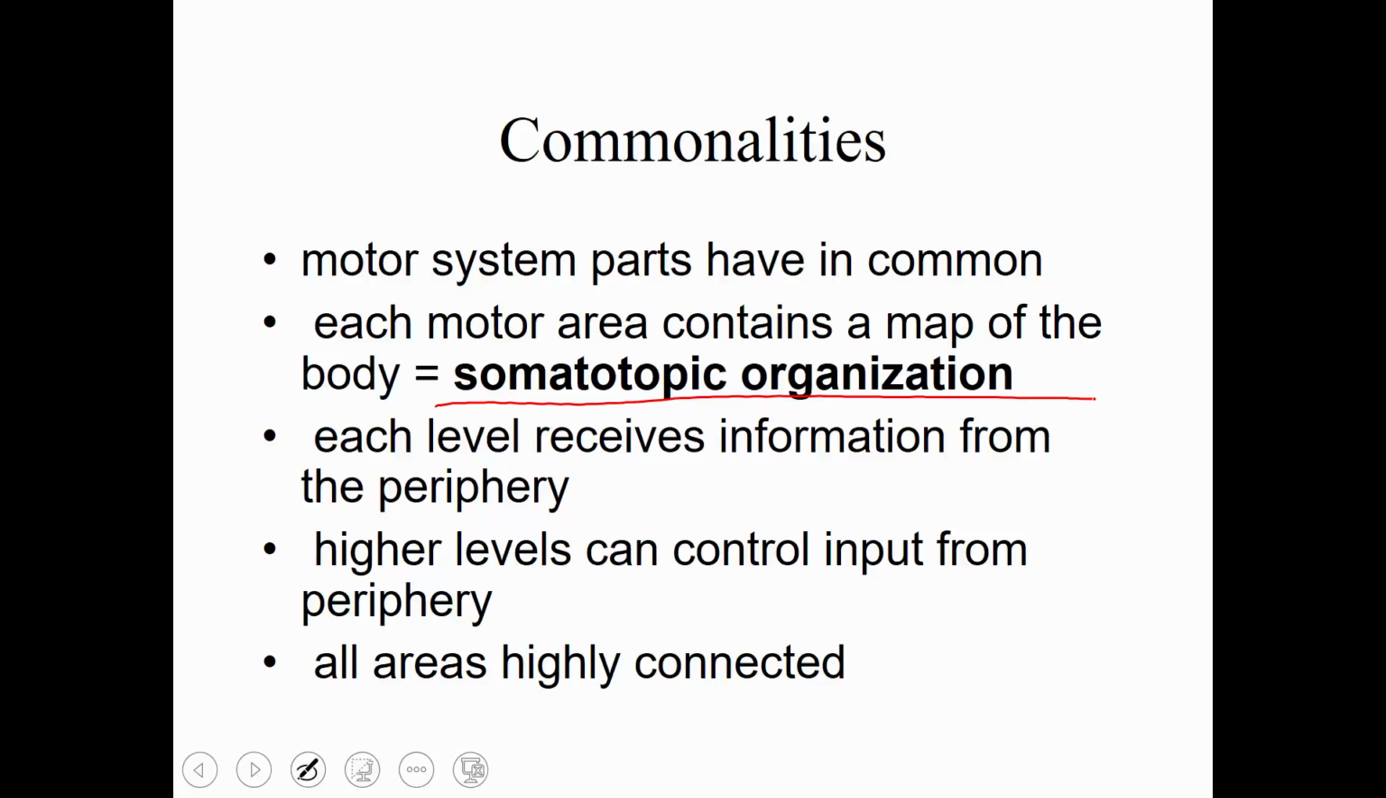There's a map of you in each part of the motor system. Every level gets sensory information. You cannot make motor decisions unless you know where you are, if you're sitting or standing, what position your joints are in, what's the target you're trying to get to. So sensory information is very, very important for motor decisions. Higher levels can control what's coming from lower levels, and all of the areas are very much connected.